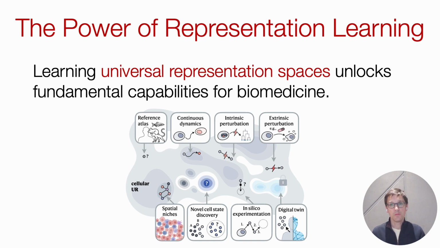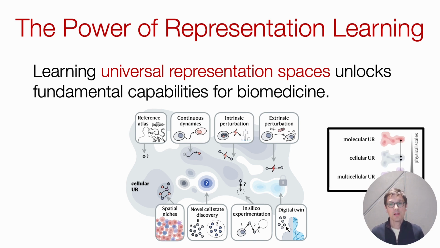we can start comparing them. We can build reference atlases. We can start tracking how the cell state is moving through this space. We can start predicting how it's moving. We can start modeling intrinsic as well as extrinsic perturbations of the cells. We can start thinking about digital twins, spatial niches, in silico experimentation, and so on. So the idea is that this type of universal representation has to appear at all three scales: at the scale of molecules, cells, as well as multicellular systems.